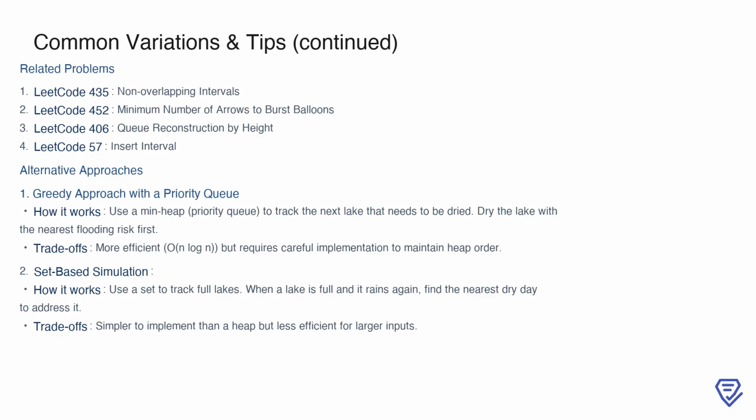As for alternative approaches, one option is a greedy method that utilizes a priority queue. Here, you use a min-heap to track which lake needs to be dried next, prioritizing the lake with the nearest flooding risk. While this approach is highly efficient with a time complexity of O(n log n), it requires careful implementation to maintain heap order. Another alternative is a set-based simulation, where full lakes are tracked using a set. When a lake is about to flood, the nearest dry day is used to address it. This method is simpler to implement than a heap-based solution but may become less efficient for larger inputs.